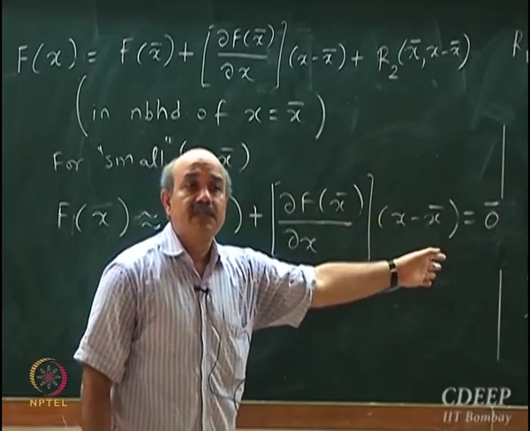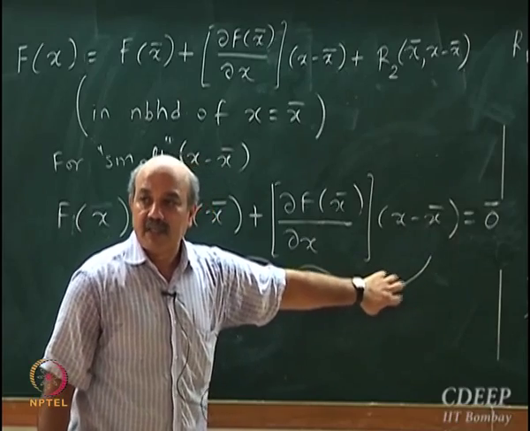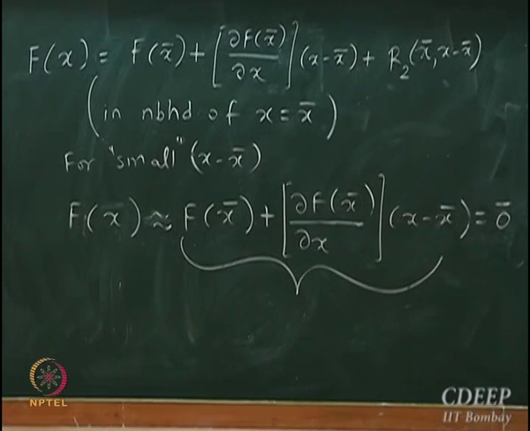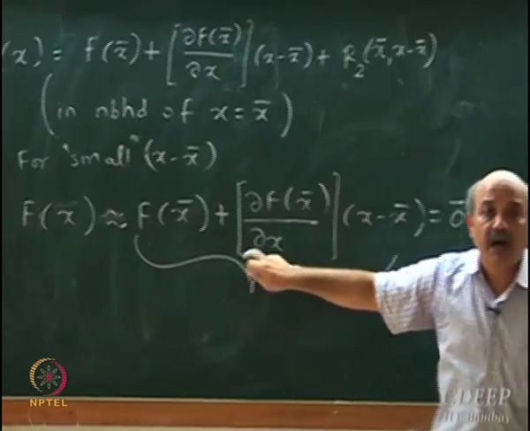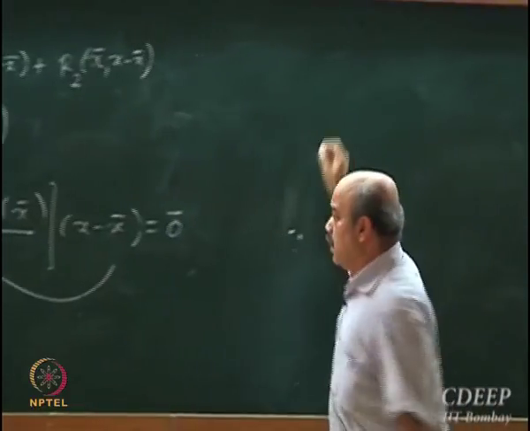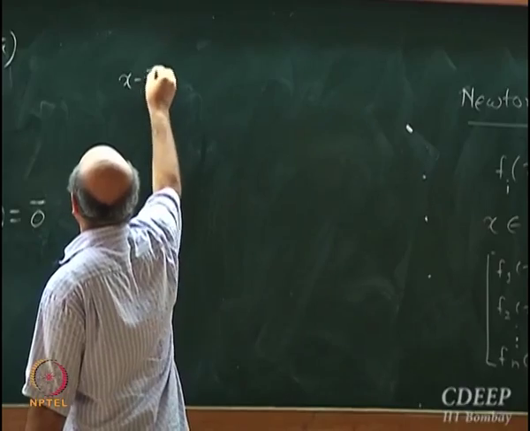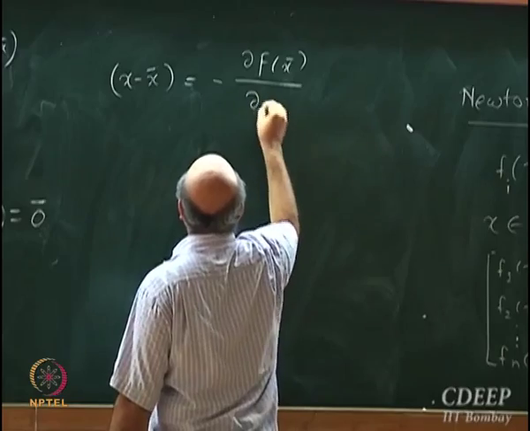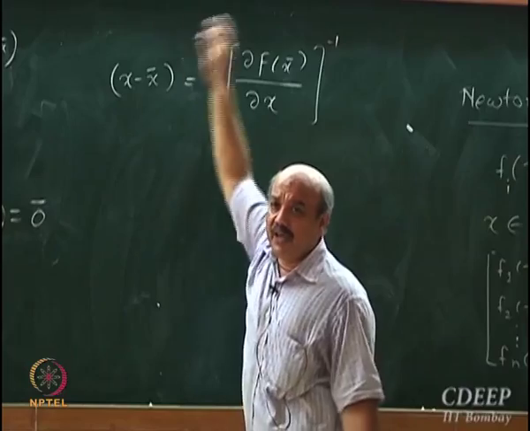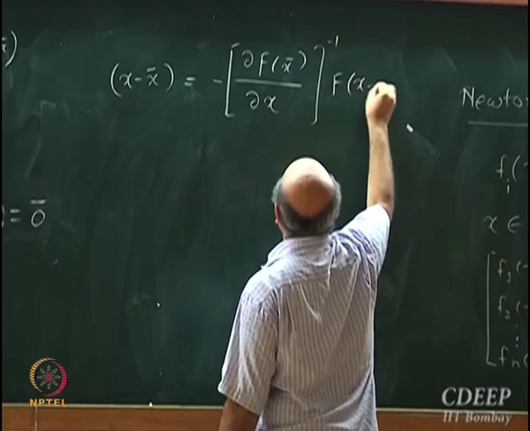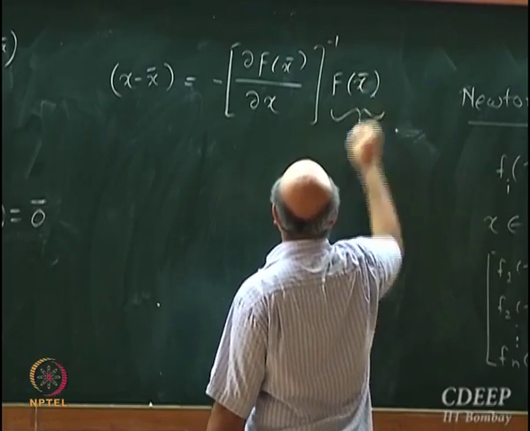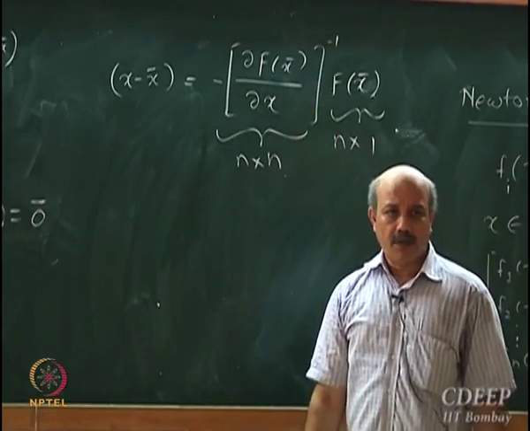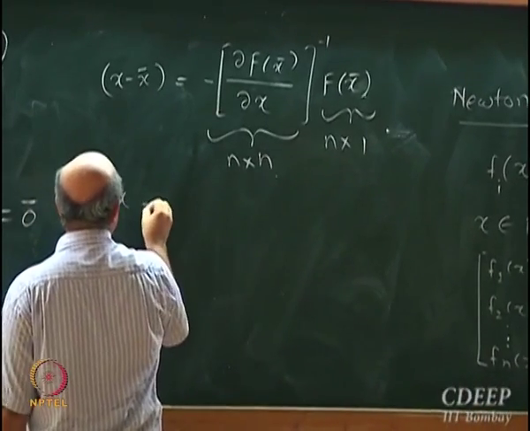Then this approximation is a linear equation. It is no longer a nonlinear equation. The approximation can be solved very easily. So if I decide to solve this equation in place of my original equation, what happens? I get a solution: x minus x bar is equal to, this is just a linear equation, minus the inverse of this matrix, dou f by dou x bar, into f of x bar. This is an n cross 1 vector, this is an n cross n matrix. This problem is easily solvable.